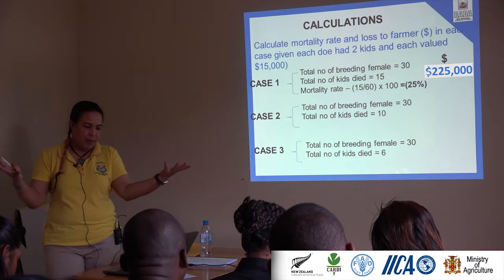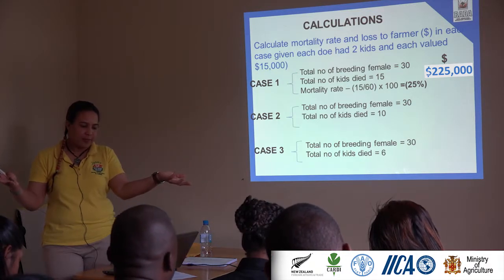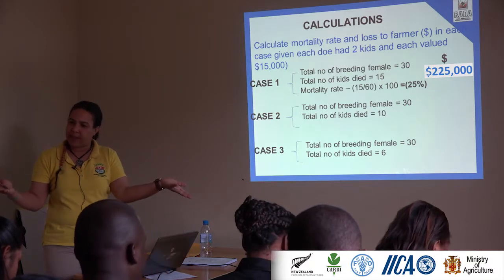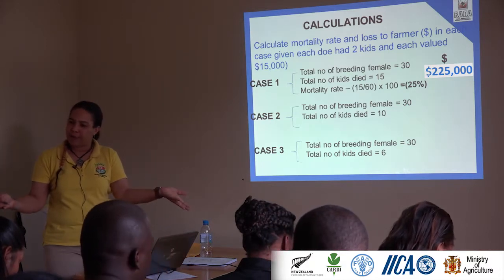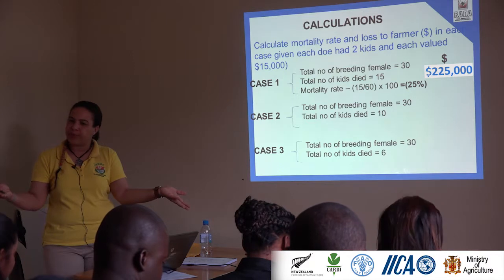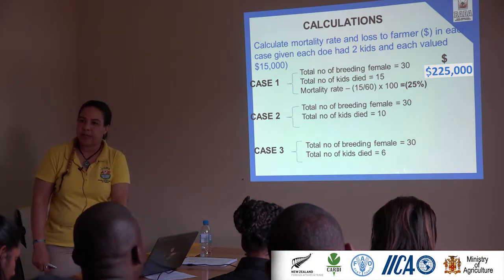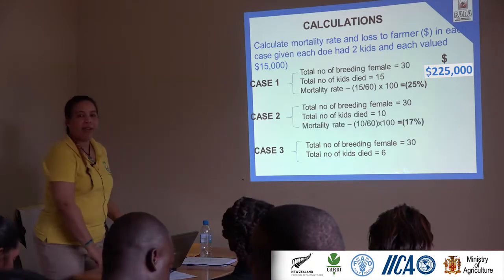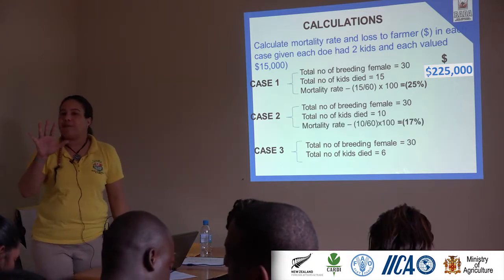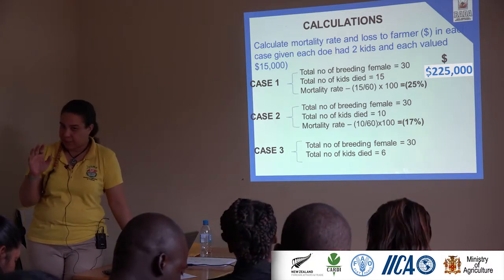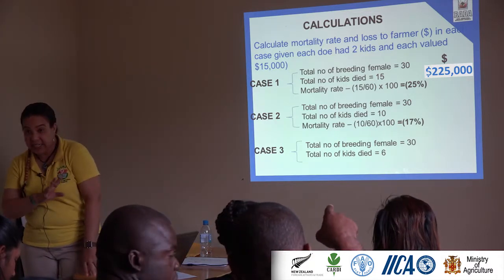So the 10 animals over the 60 animals, times 100, because it's the mortality rate we're doing. So 10 out of 60 times 100, that is what? Okay, what happened is that we're showing you that if you had a mortality rate of 25%, it means you wouldn't have those kids that died to sell.